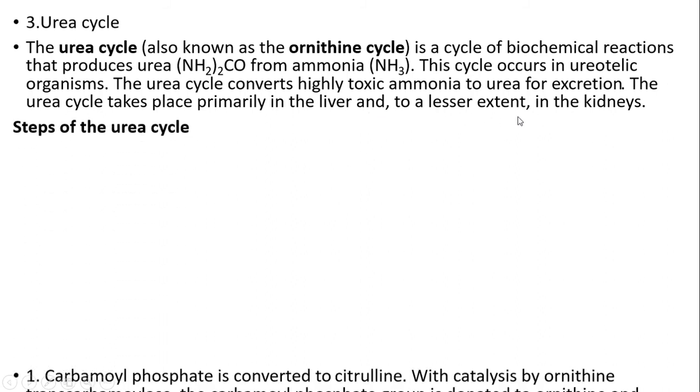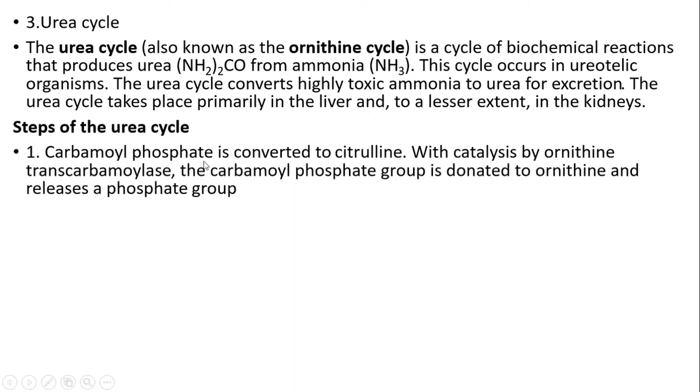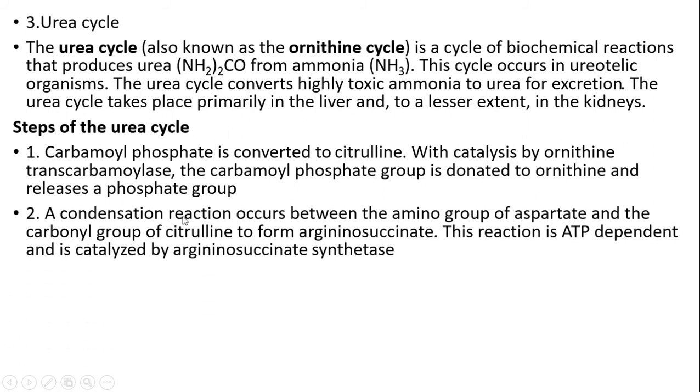Steps of the urea cycle. First, carbamoyl phosphate is converted to citrulline. This is catalyzed by ornithine transcarbamylase. The carbamoyl phosphate group is united to ornithine and releases a phosphate group. A condensation reaction occurs between the amino group of aspartate and the carbonyl group of citrulline to form argininosuccinate. The reaction is ATP dependent and is catalyzed by argininosuccinate synthase.